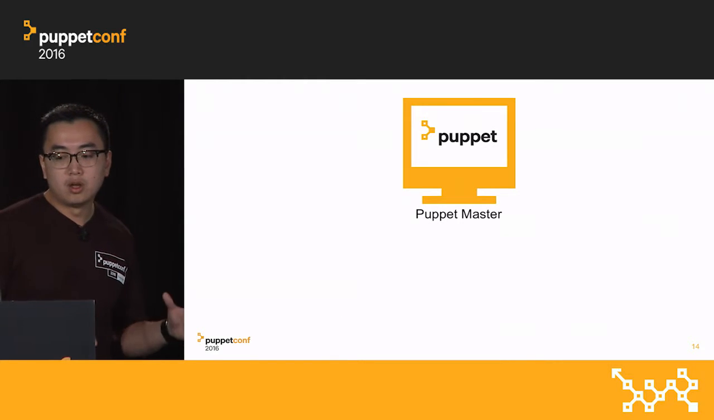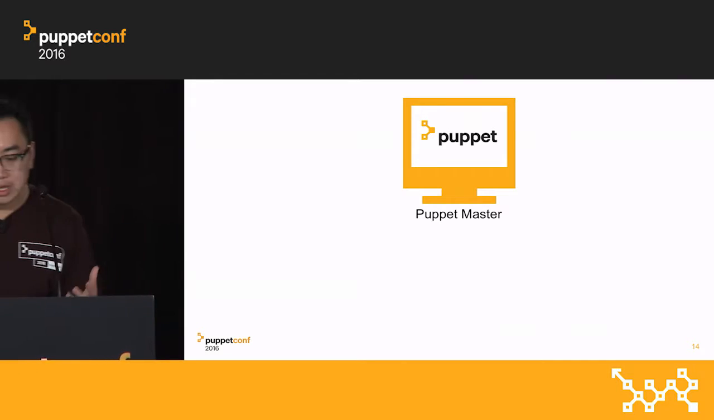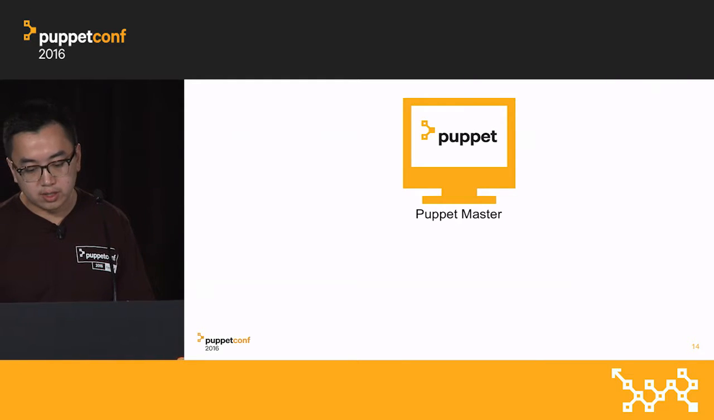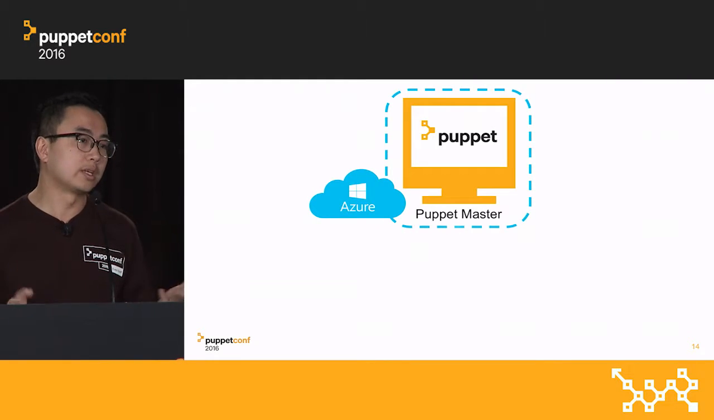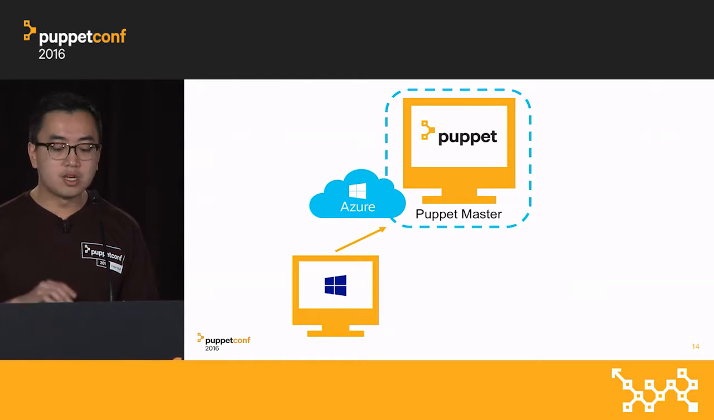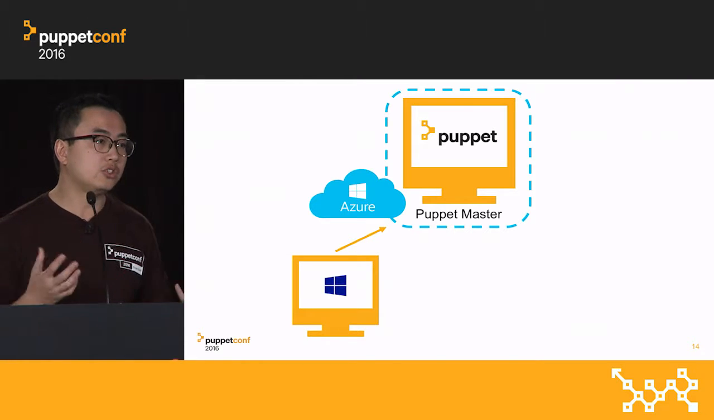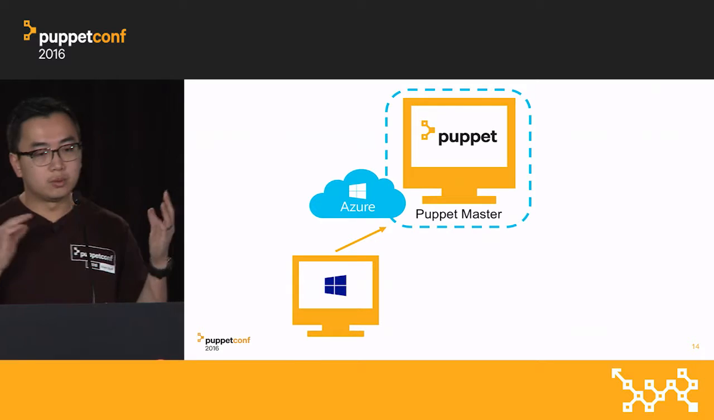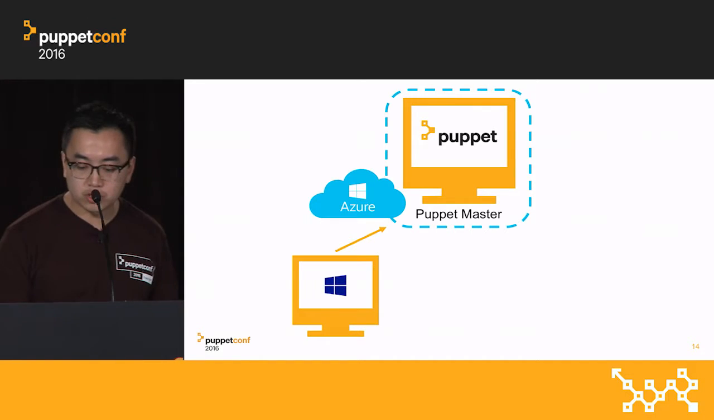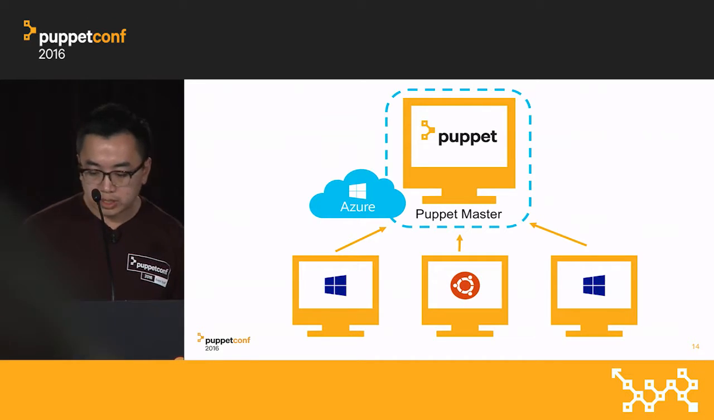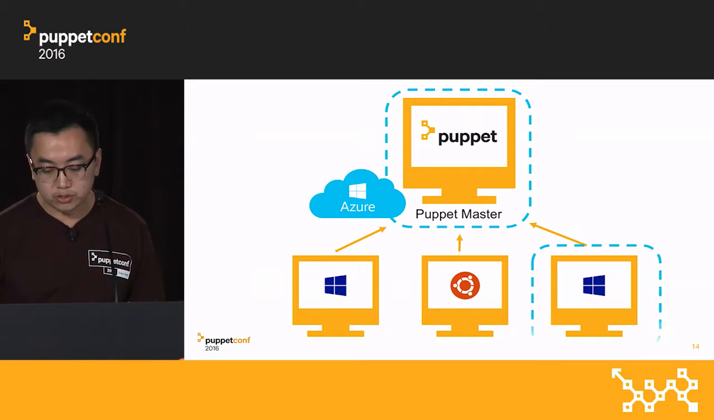So a typical Puppet Enterprise deployment looks like a Puppet Master. In this case, that Puppet Master is going to be running in Azure. And then you have a number of agents that you can connect to that. Those agents can live on premises and would be connecting to the master in Azure. Or you can actually connect an agent that is running in Azure.